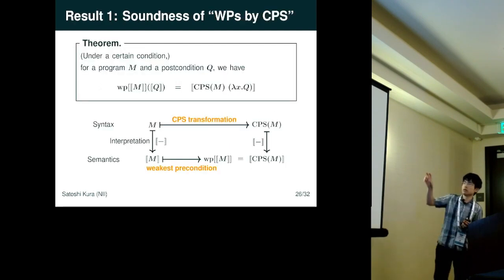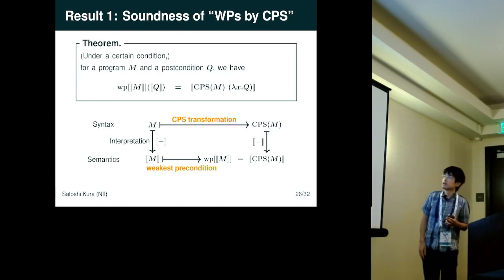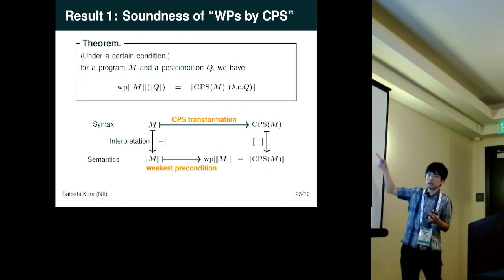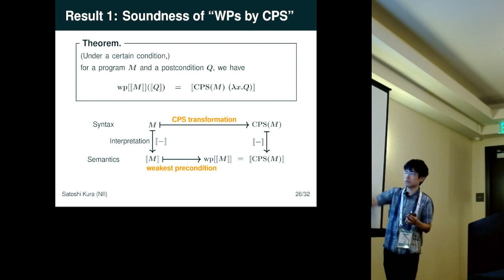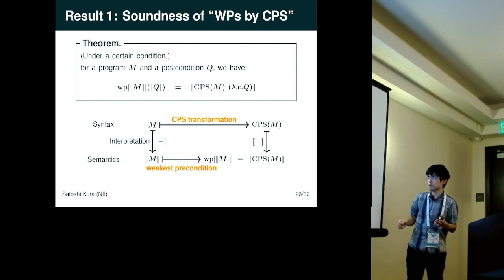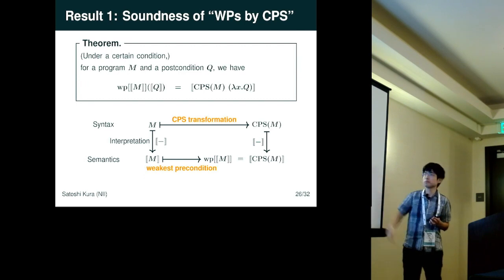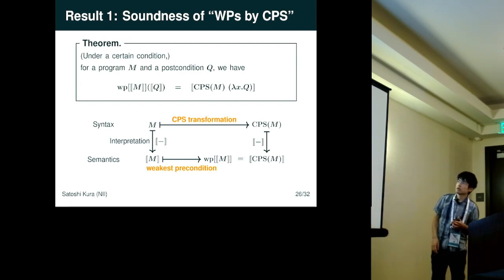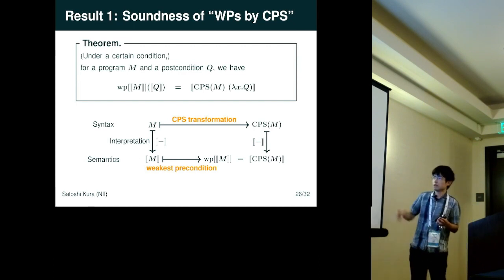So this is our main theorem. This theorem basically says that the CPS transformation and the generic weakest precondition are equal up to interpretations. In other words, we can compute the generic weakest precondition.